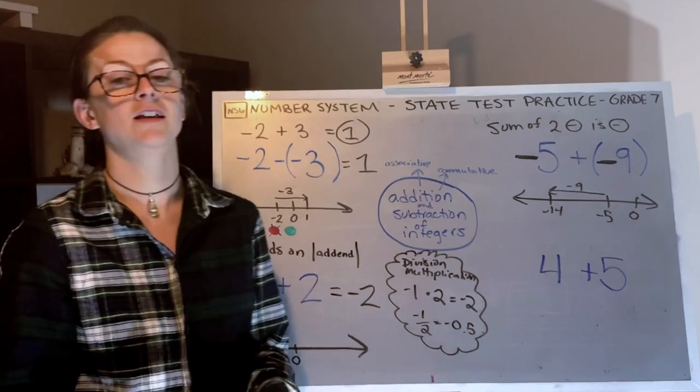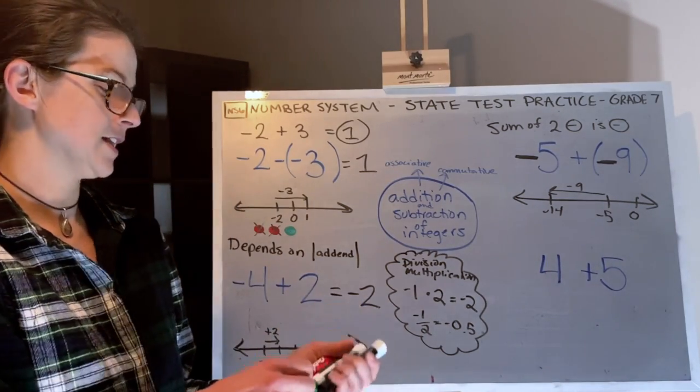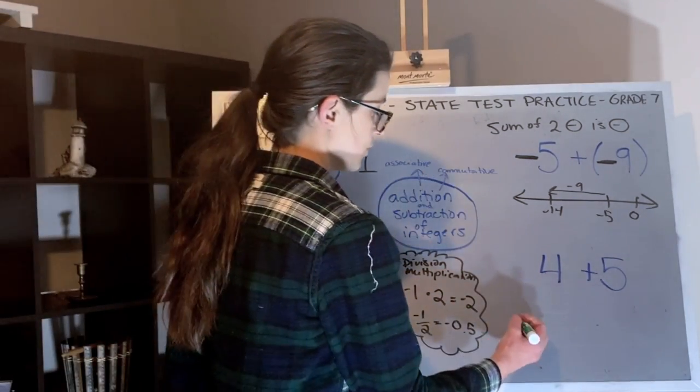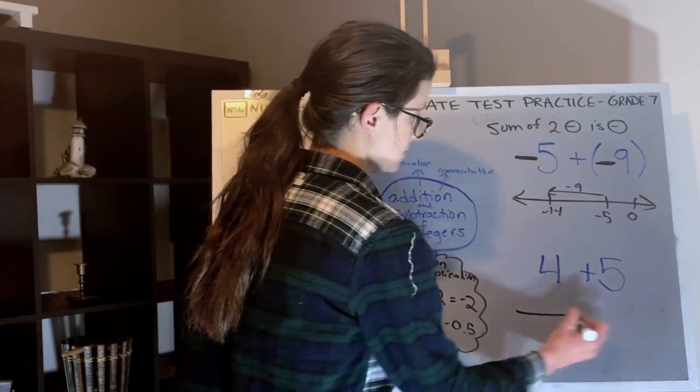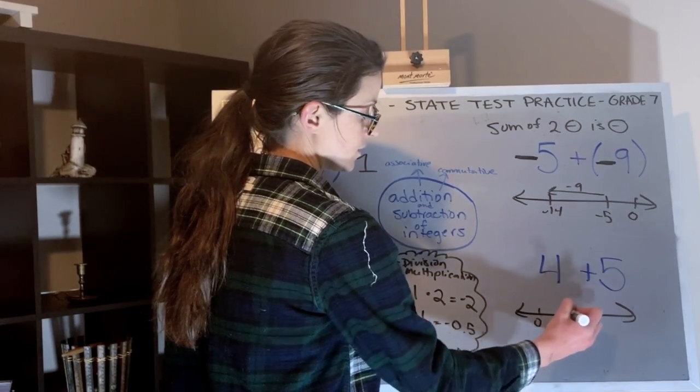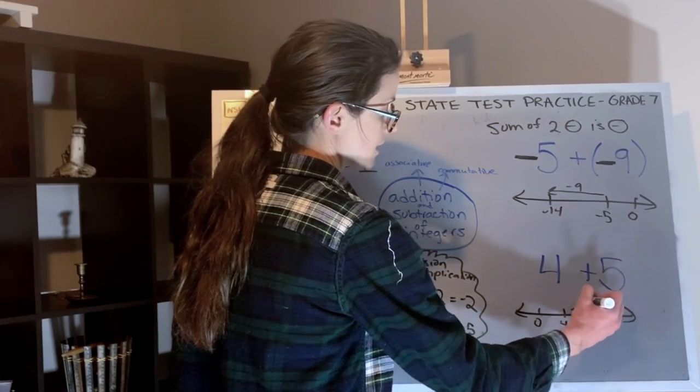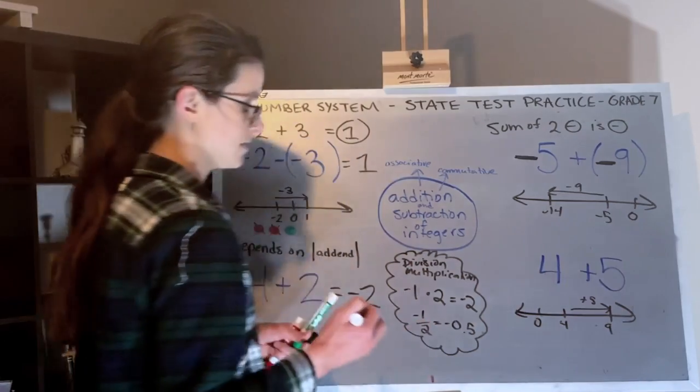Okay, and then finally, the sum of two integers that are both positive, and we're used to this one. 4 plus 5 stays positive and is 9. We're to the right of 0, we're at 4, and we're adding positive 5 more, we end up at 9.